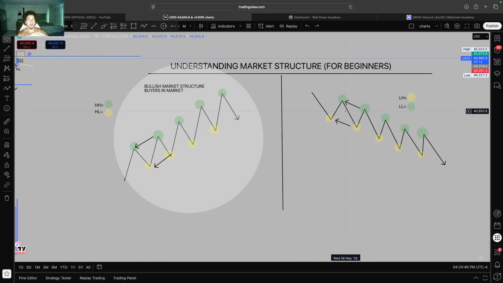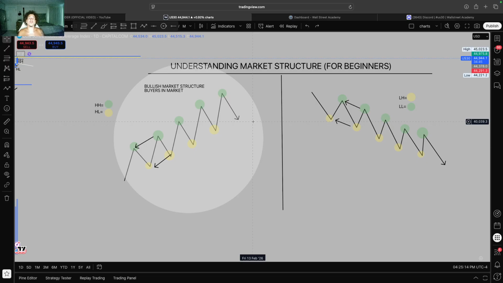Okay, understanding market structure, I got that. I told you guys higher highs, higher lows, lower highs, lower lows. I told you about the retraces. One thing I want to tell you about is structure is king. Structure is number one. This is why I'm introducing understanding market structure to y'all, because it's the number one thing I watch for when I look for a trade, when I look for a setup.